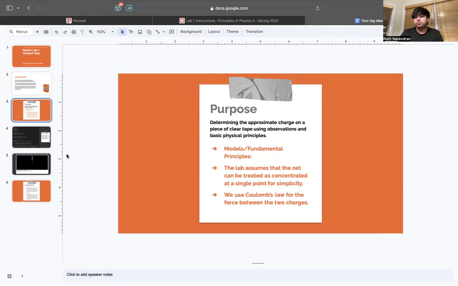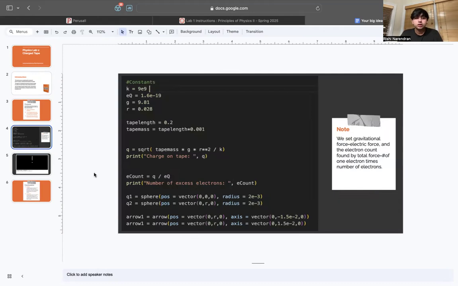The lab had some purposes and also some assumptions we had to make to both make the lab simple and computationally viable. We had to determine the approximate charge on a piece of clear tape using observations and basic physical principles. Some of the key principles we used were assuming that the tape's net electric charge can be concentrated at a single point for simplicity. We also use Coulomb's law for the force between the two charges, and this is going to come into play when we talk about how we did this computationally.